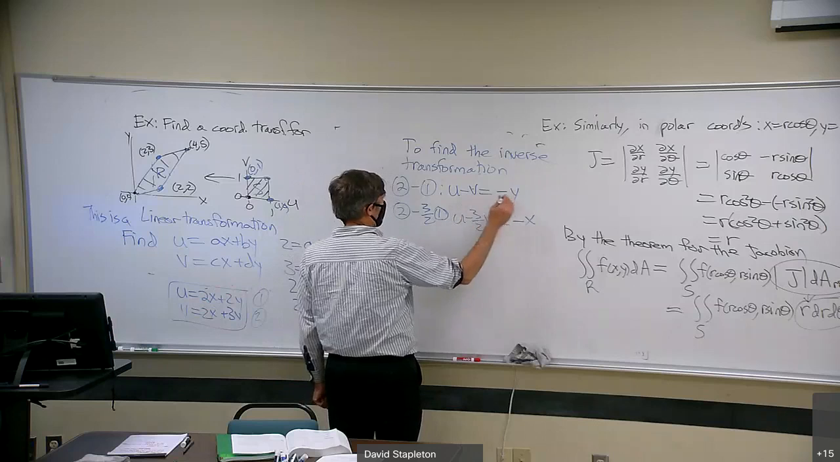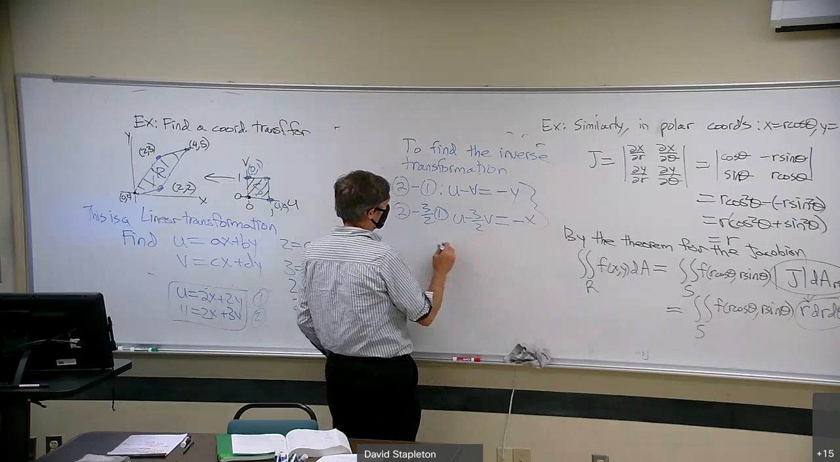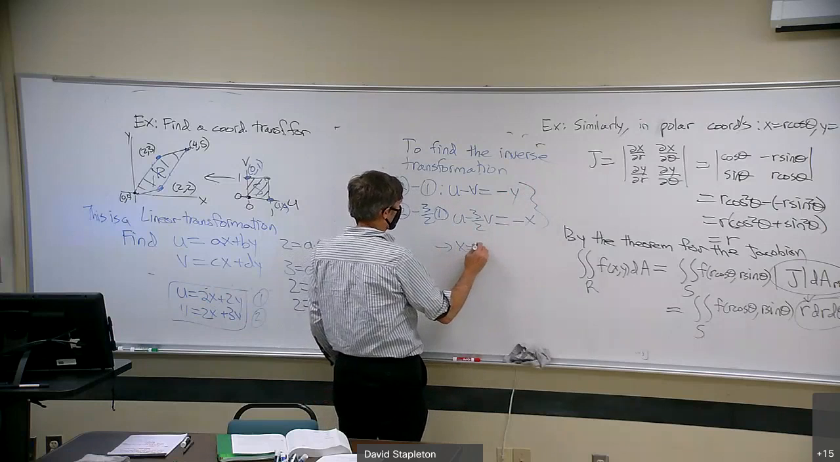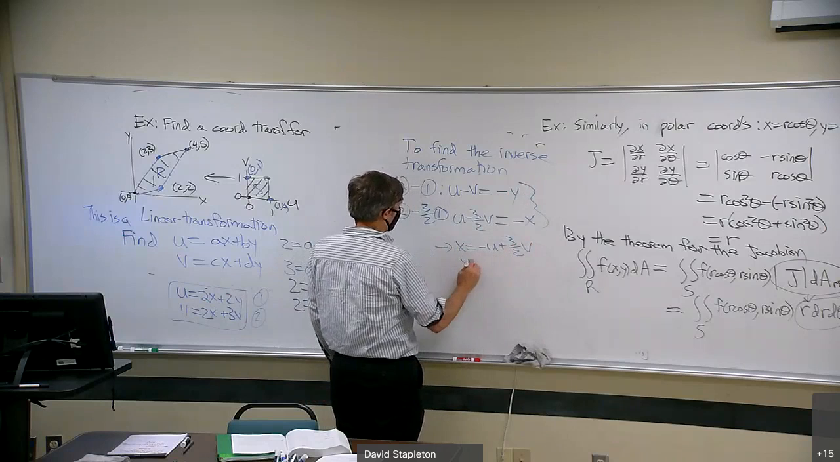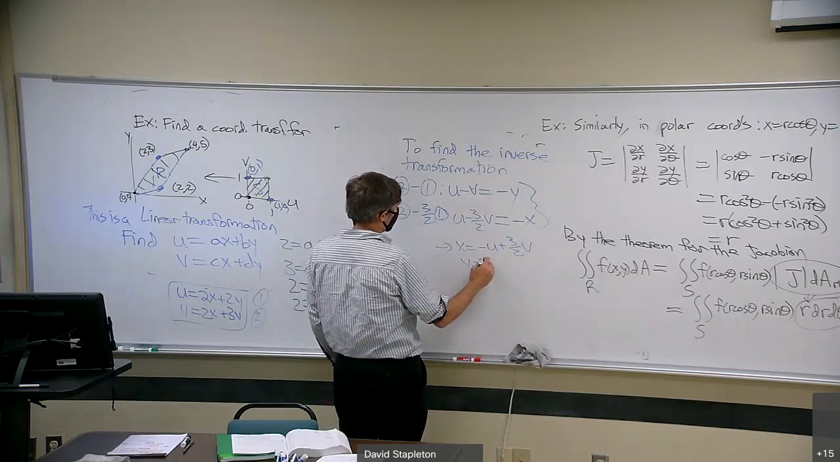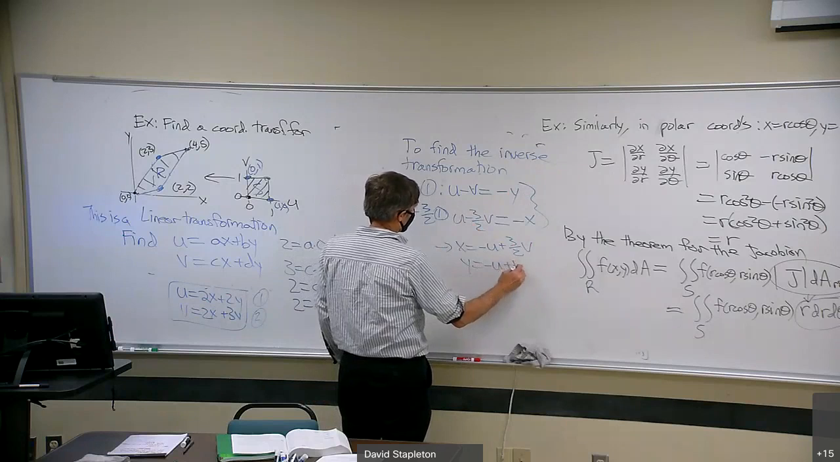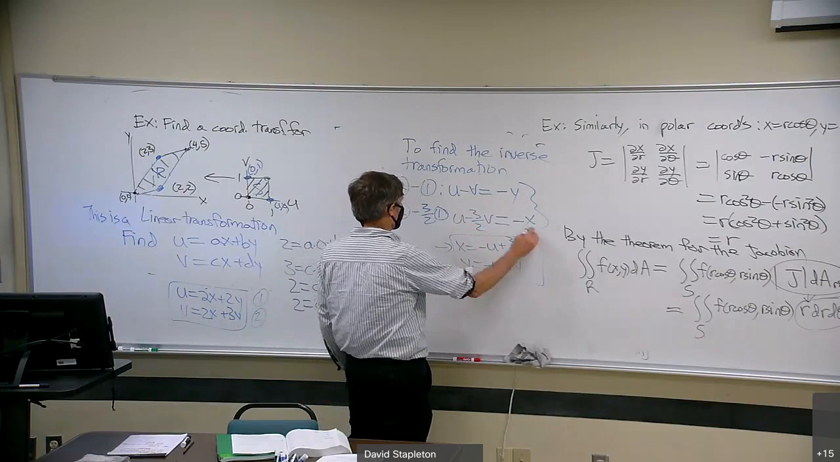And now from these I deduce by multiplying by minus 1 that x equals minus v plus 3/2 u, and y equals v minus u, which gives me the reverse transformation.